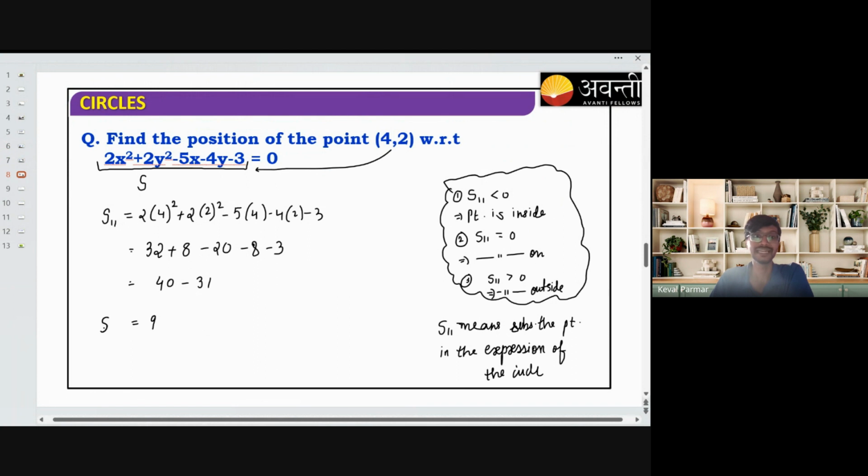Now I'm not interested in the value. Please try to understand, I'm not interested in what the value is. I'm interested in the sign. Is S11 greater than 0? If S11 is greater than 0, then by our concept, what does it mean? It means the point lies outside the circle.